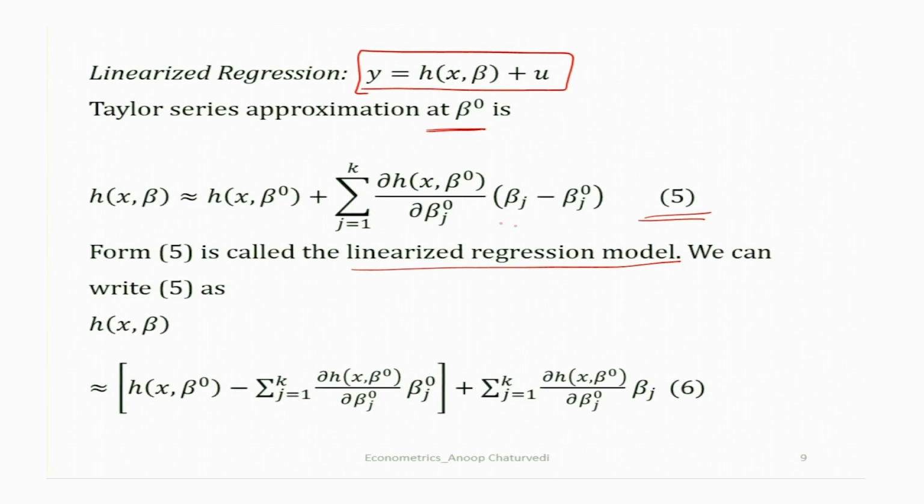Then we can write this model as h(x, beta) approximately equal to h(x, beta naught), and then you have a term here minus summation over j of del over del beta_j naught of h(x, beta naught) times beta_j naught. So, we have collected the terms not involving beta_j, and then we have the term summation over j of del over del beta_j naught of h(x, beta naught) into beta_j. So, we get this form 6.